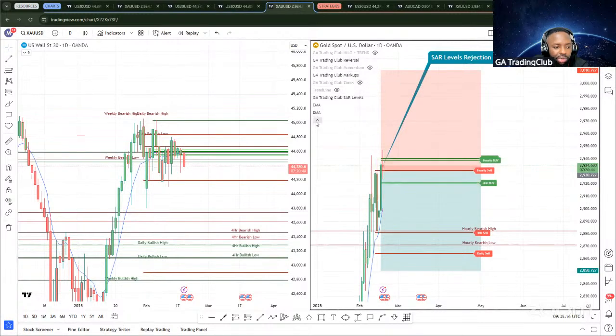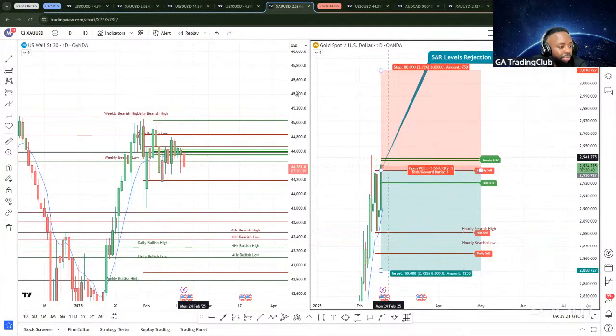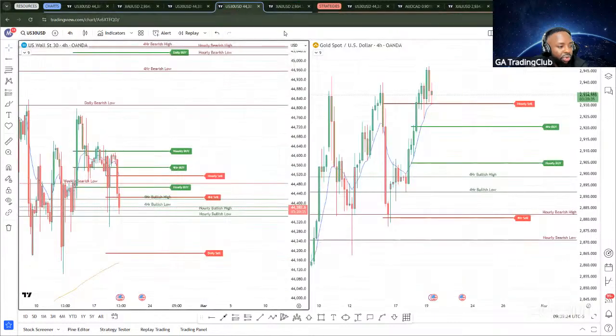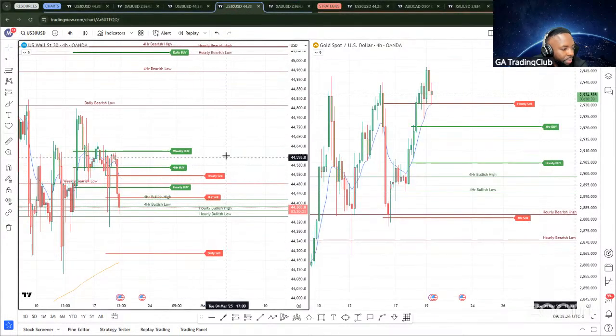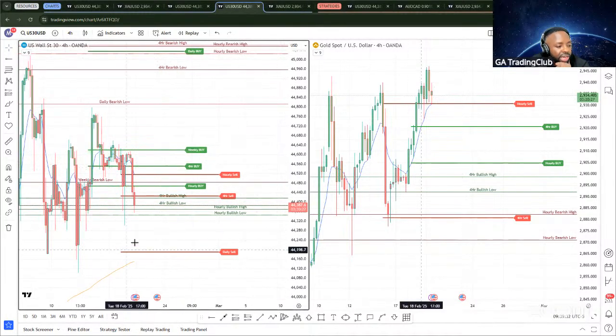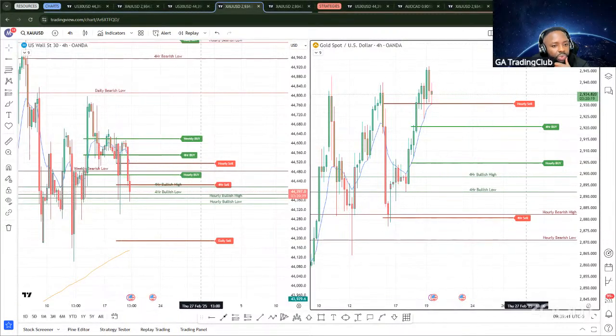And you can see we're still in a supply zone, but this is ideally a pretty big trade that may go on for days, if not weeks. For the 4-hour time frame, there's nothing here. We have this rejection entry for a buy on US 30 down here at 44,185. On gold, we don't have anything currently for the 4-hour time frame.